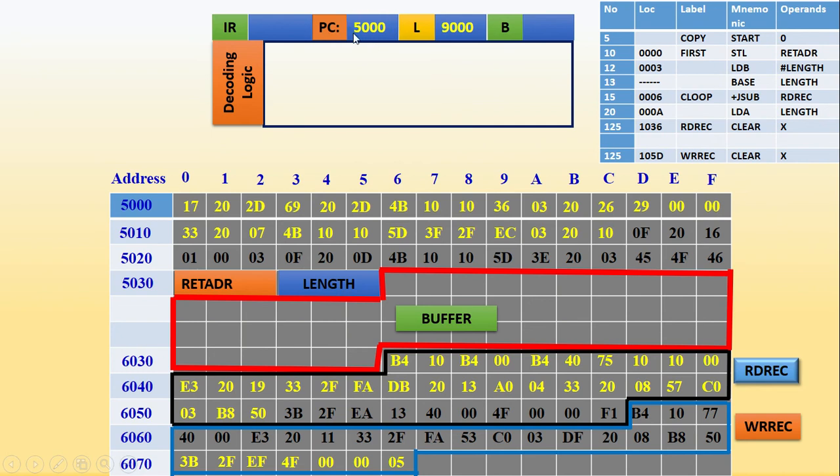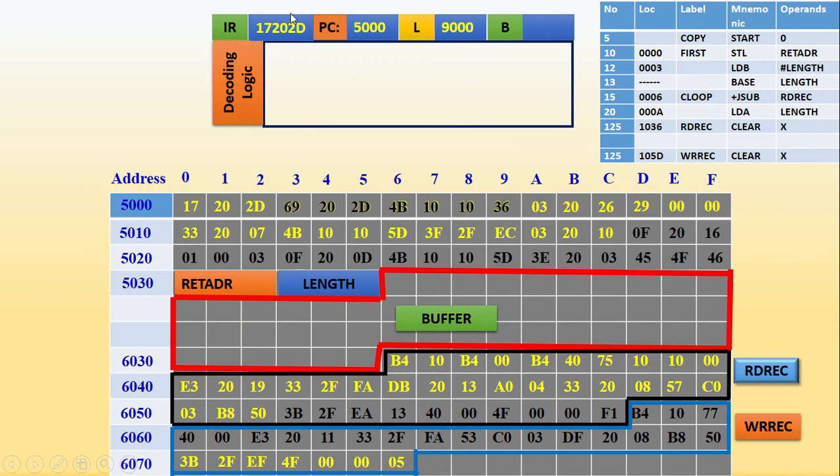Because the program counter contains 5000, the microprocessor goes to location 5000 and reads the instruction 17202D, because this is the first instruction to be executed. Here I'll explain how this instruction is executed, followed by another instruction and followed by another 4-byte instruction. Now the microprocessor reads 17202D into the instruction register. Now this is the current instruction to be executed.